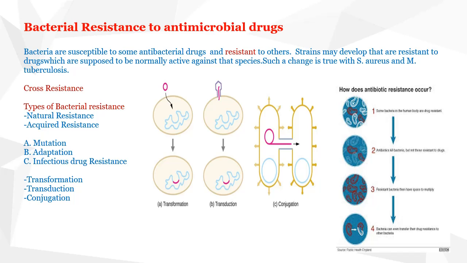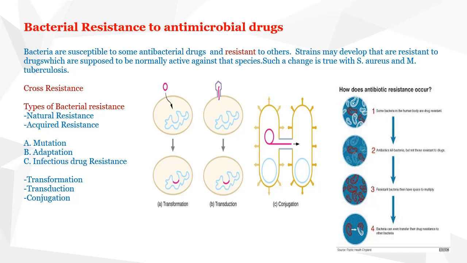So you have enzymes being synthesized by the bacterial cell in order to create resistance. The third type is infectious or multiple drug resistance, which is nothing but the transfer of in vivo or in vitro genetic material coding for the resistance from a resistant bacterium to a sensitive bacterium. This can take place in three different ways.